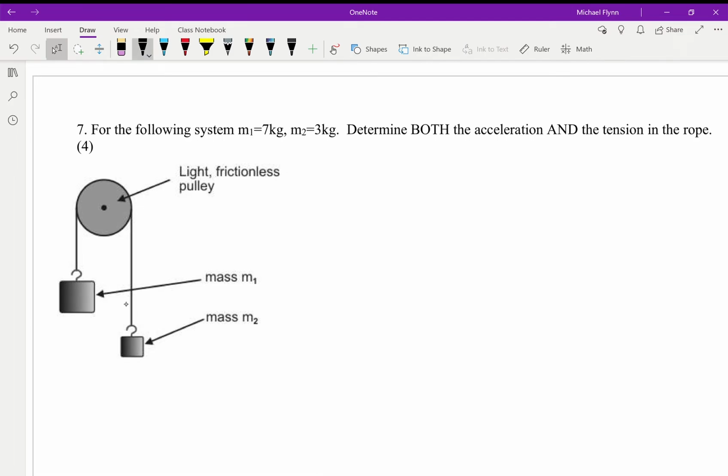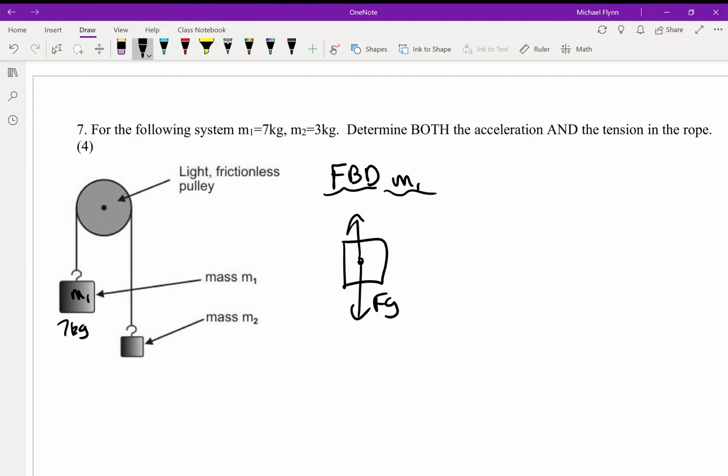All right, so here. Okay, free body diagram of, what do we have? This is M1, so that's 7 kilograms here, so that's M1. So let's do M1. Okay, so M1, what does it look like? Gravity. Tension. This one's going to win because it's bigger. The bigger guys win in these pulley systems. All right, so that is the acceleration.